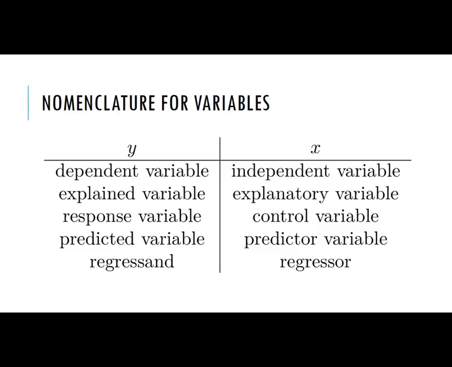And then we have regressand and regressor for Y and X. Those are different nomenclatures you might come across in other classes. A lot of times I call Y the outcome or the response, which is generally what I try to stick with. And then for X I use independent variable, right?